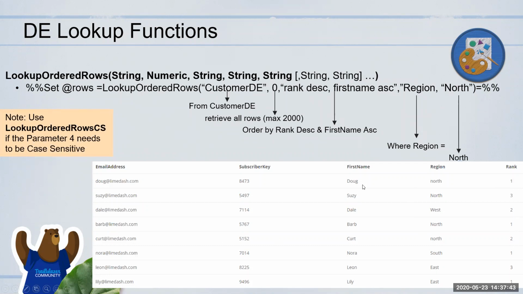Then I have 2 records of north with 1. Okay, because the ranking says first name is ascending, it will take Bob first, second Doug. So I'll get 4 records back. If I had given this value as 2, I would only get 2 records back, the one with the ranking 3 and one with the ranking 2. So you can control the output that you want using lookup ordered rows as well.